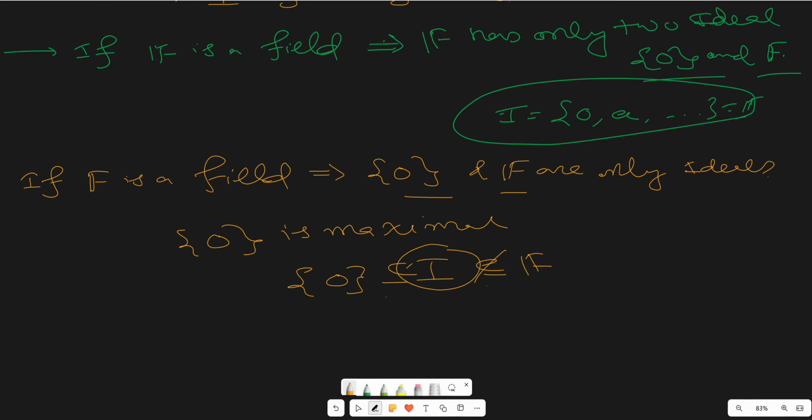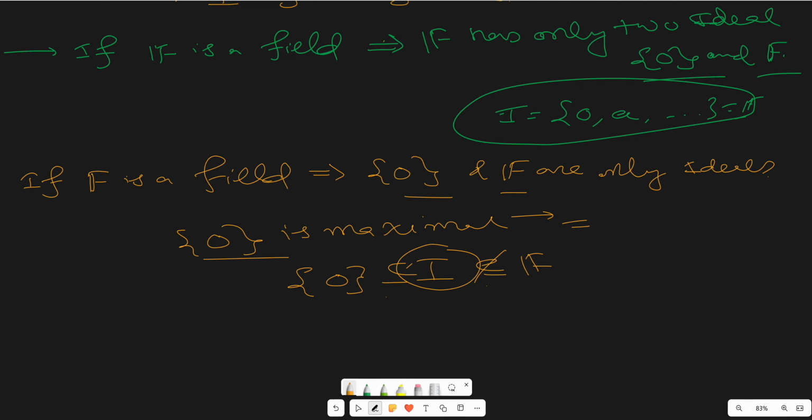Can you find any ideal here? There is no such ideal. So 0 is the maximal ideal here, and there is no ideal I in between. That means this has been squeezed, or sandwiched, between 0 and F. There is no such ideal, right? So that's why 0 is a maximal ideal. So in a field, 0 is a maximal ideal.